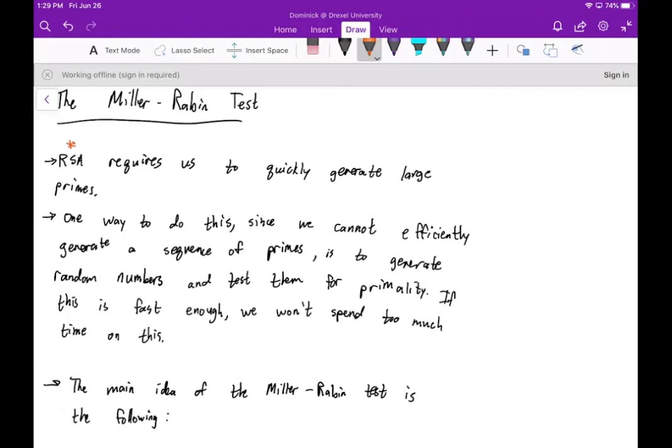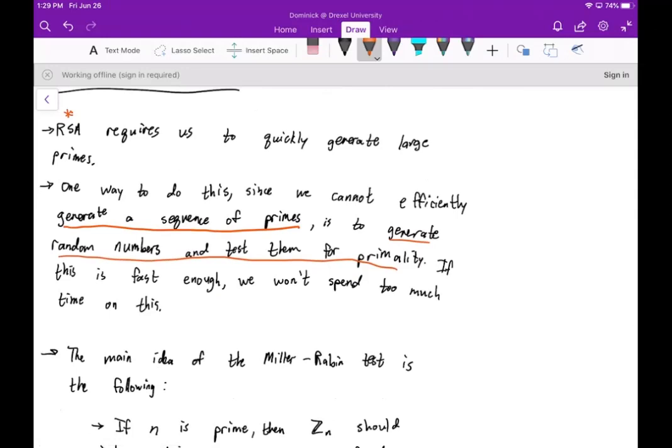prime numbers. Now, one way to do this, since we can't really efficiently generate a sequence of prime numbers, is to generate some random numbers and test to see if they are prime, right? And of course, if we have a method that's fast enough to generate numbers and test them for primality, you won't have to spend too much time on this.